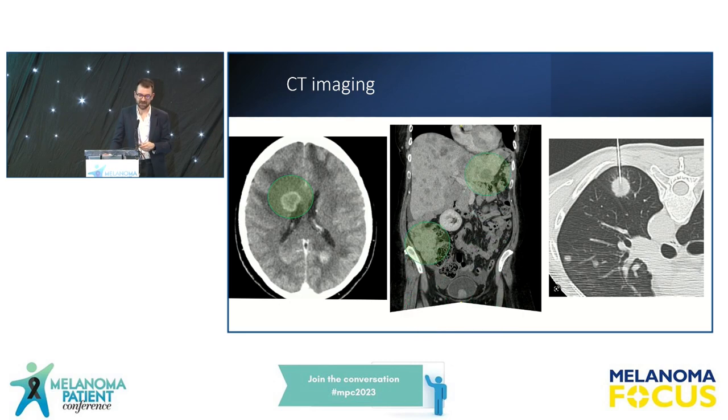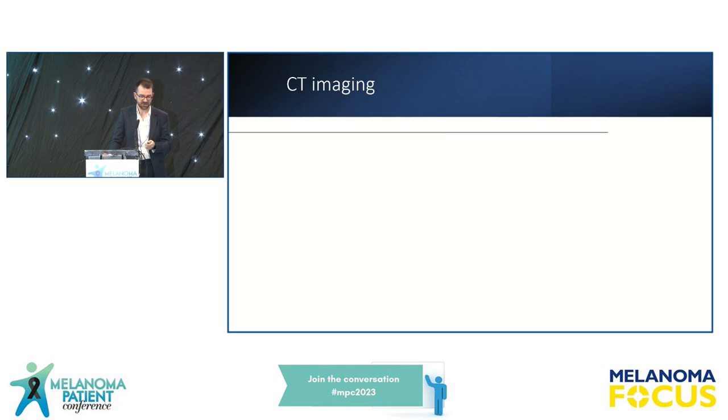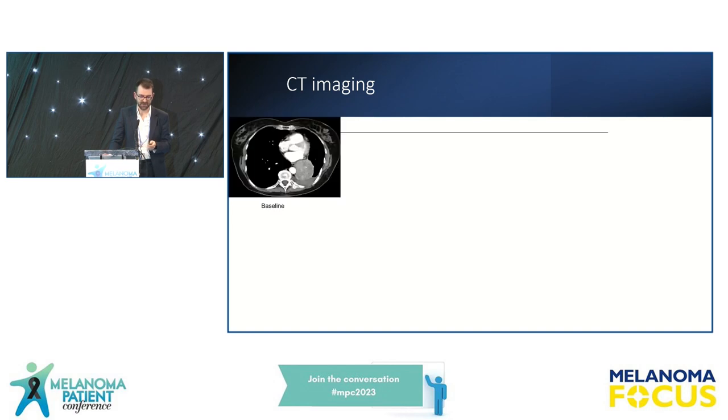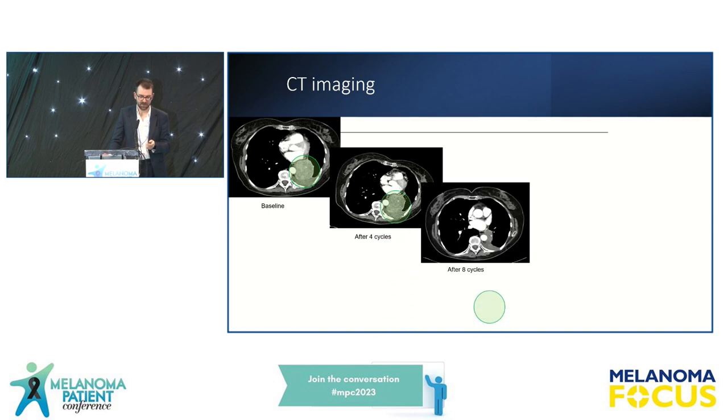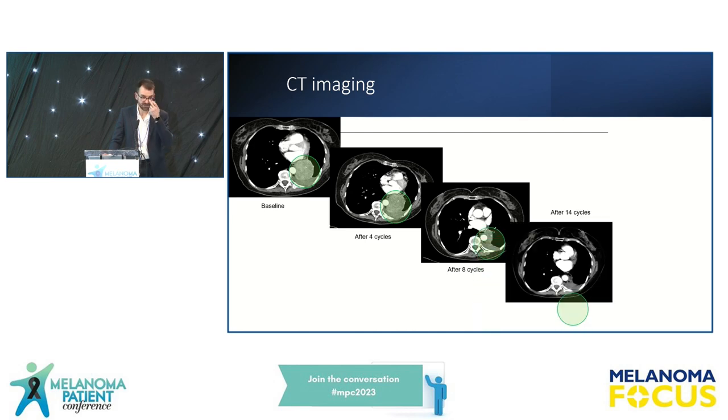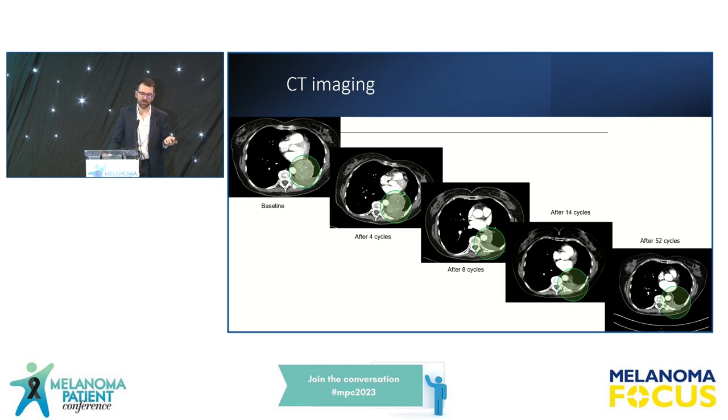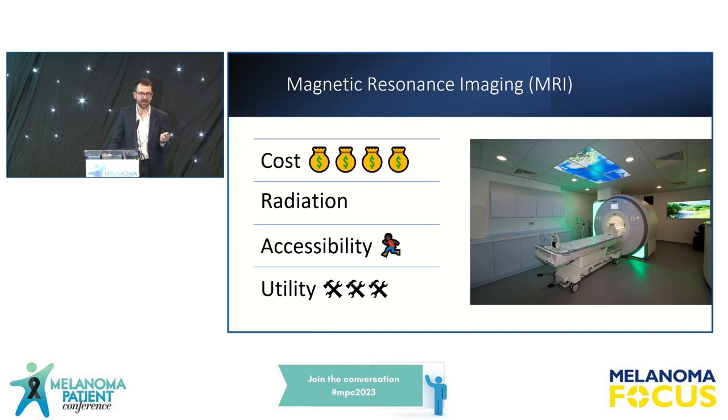For example, taking a biopsy of this lung nodule in a patient with malignancy. It can also obviously be used extensively in follow-up imaging as well. So there's a large deposit in the lung here, and we can follow this up after cycles of pembrolizumab, and we can see that this deposit shrinks over time. But the downsides of it are obviously the radiation dose, the contrast as well, and it's not quite as sensitive to image the brain and the spine and other organs compared to MRI scanning.